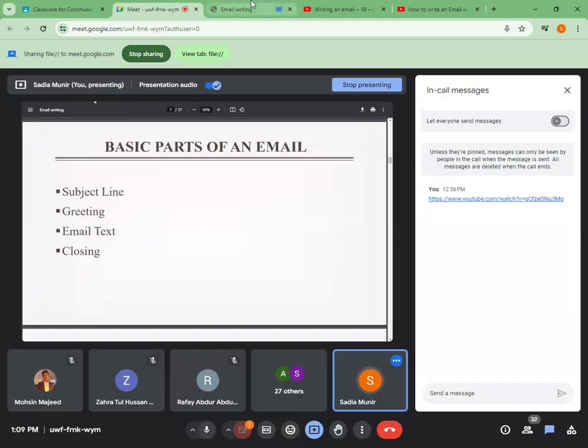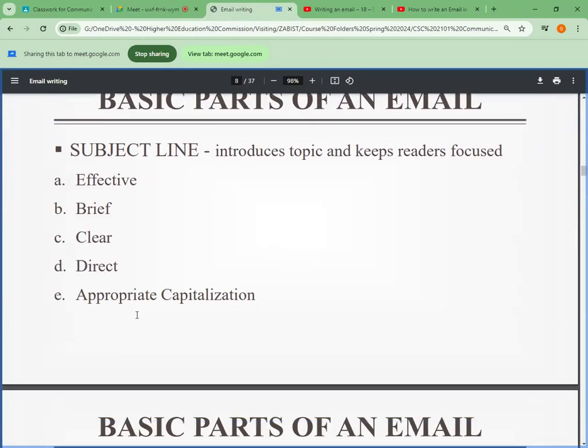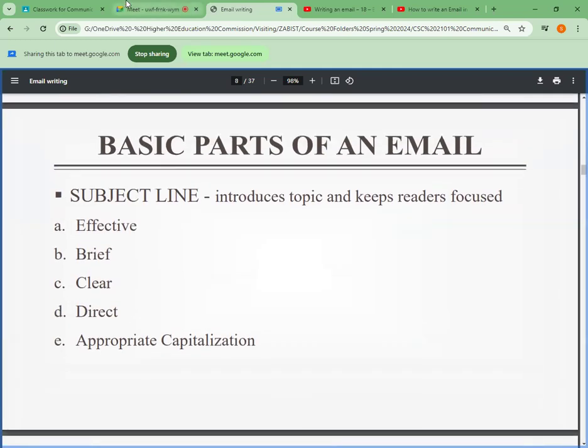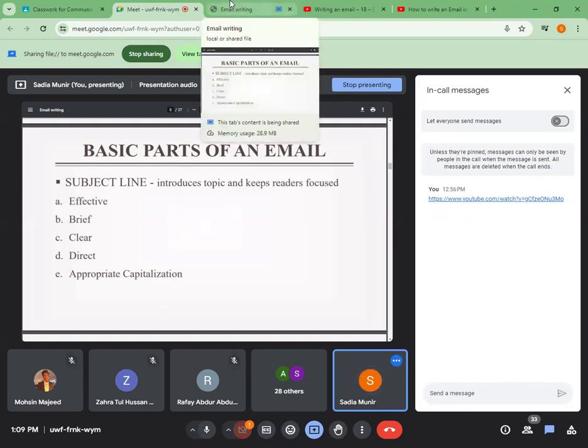As far as basic parts of an email are concerned, we have a subject line, we have greeting, email text, which is also body, and then we have closing. Subject line, one of the most important parts of email, which keeps the reader, the writer, and the receiver hooked and focused. It has to be very clear, direct, brief, and appropriate capitalization should be there.